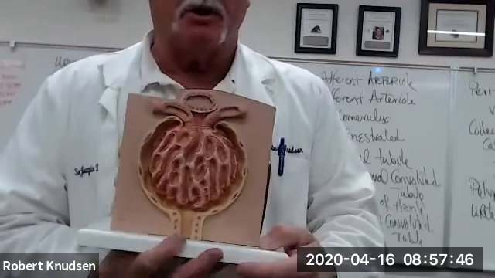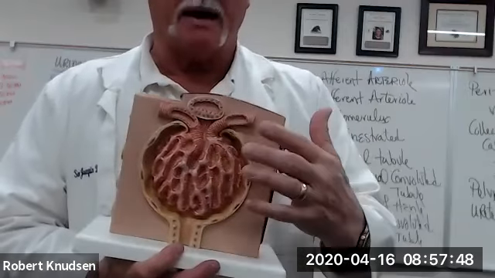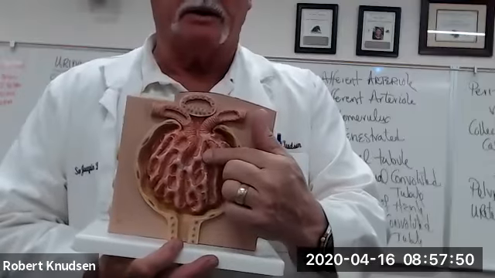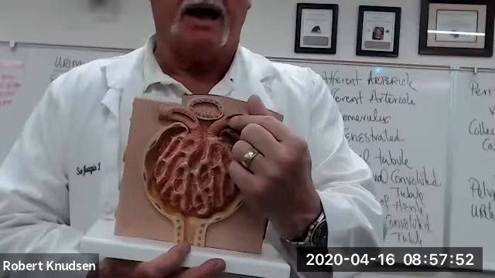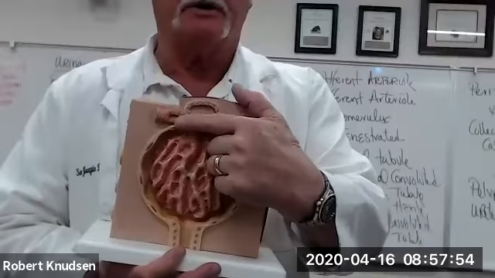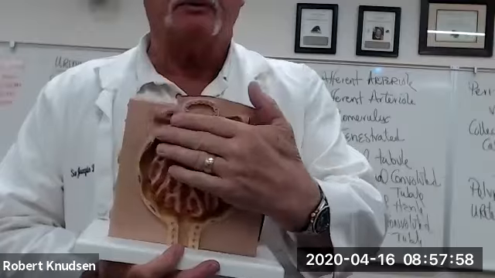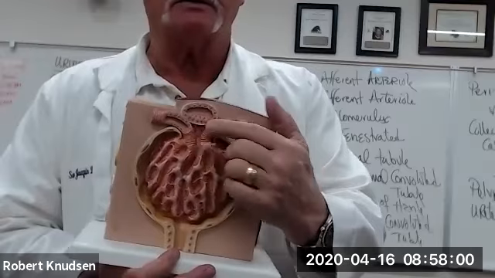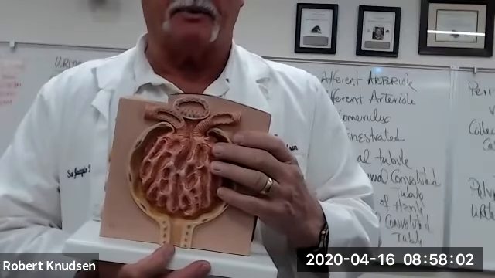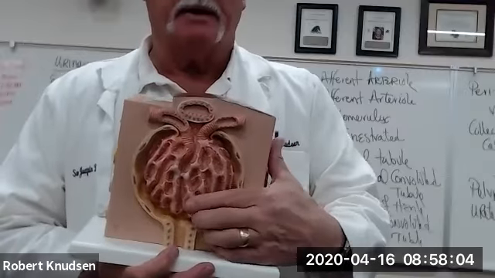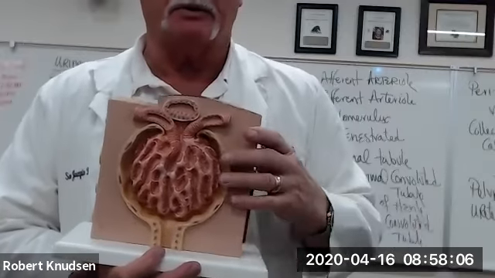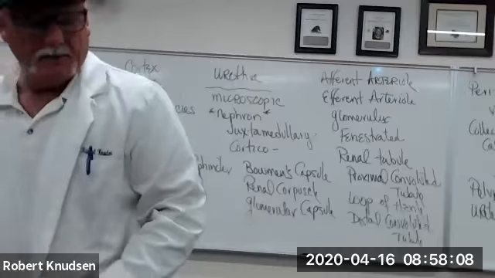And this is Bowman's capsule, really magnified, showing the glomerulus, afferent arteriole, efferent arteriole, and this is the distal convoluted tubule. What this represents right here, these three things, is the juxtaglomerular apparatus. Okay? And here's the beginning of the proximal convoluted tubule. That one works pretty good.